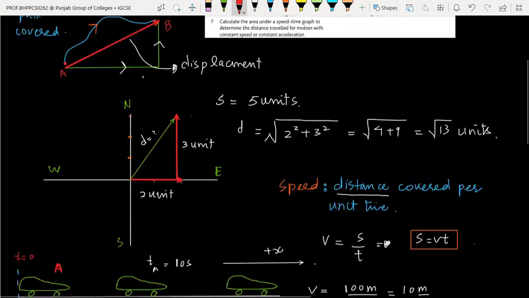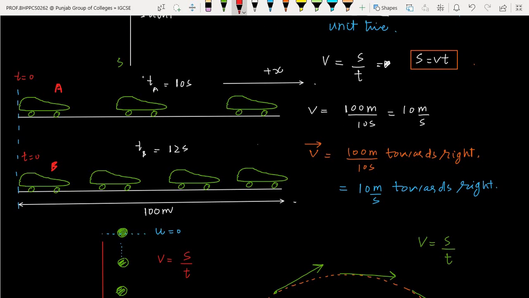So let's come back to the example when we were discussing these two cars. The average speed is 10 meters per second. And how did I compute this value? This is the total distance covered divided by the time taken. Average speed doesn't tell you the speed of a body at some instant of time.